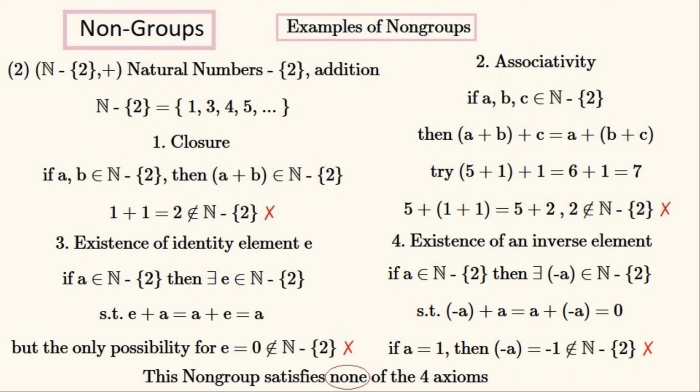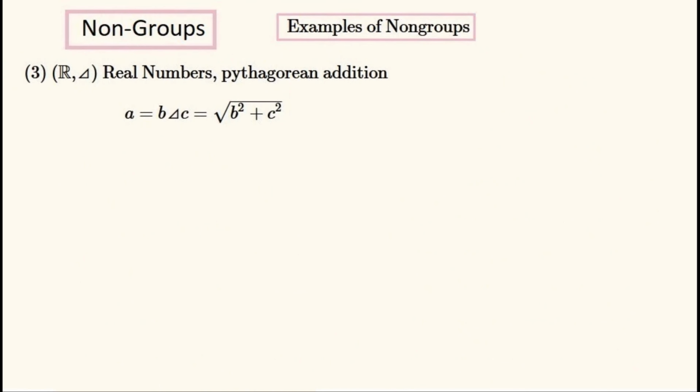So this numerical system is a non-group, and we may call it a complete non-group, because it fails all of the axioms. Now to explore the third non-group, which is Pythagorean addition over the reals. I call it Pythagorean addition because it resembles Pythagoras' theorem and is used to calculate distances between points. I'm using a small right-angled triangle as its symbol.